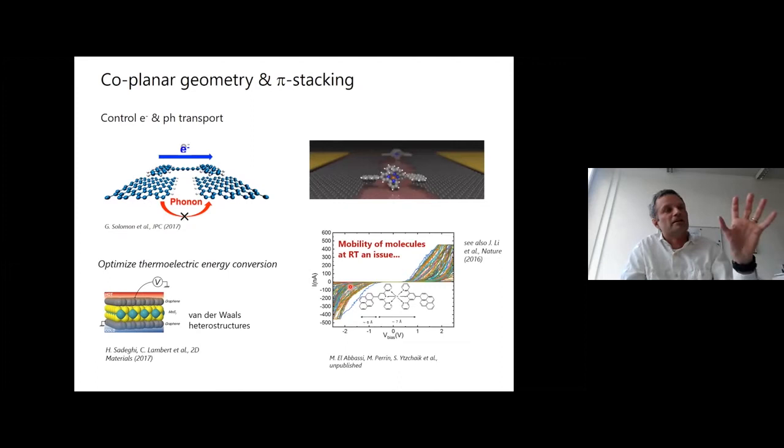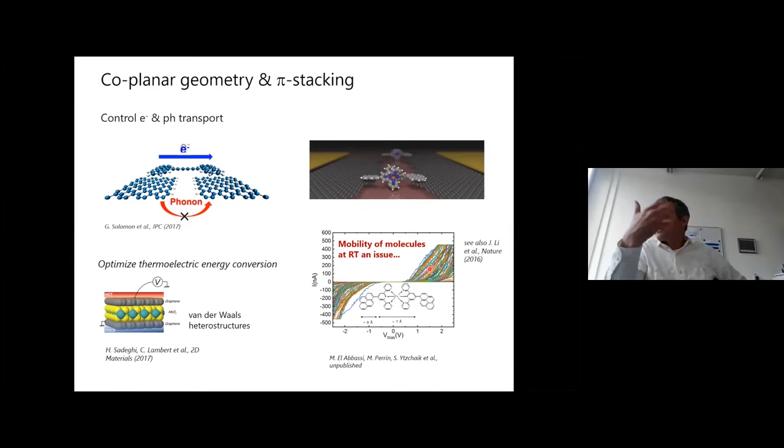So we started with different types of molecules. You see here one molecule which we tried that's coming from Shlomo Itzhak's group at Huji. And we try that, but what we observe is that as soon as we try to increase the temperature in these systems, then the molecules start to become very mobile.